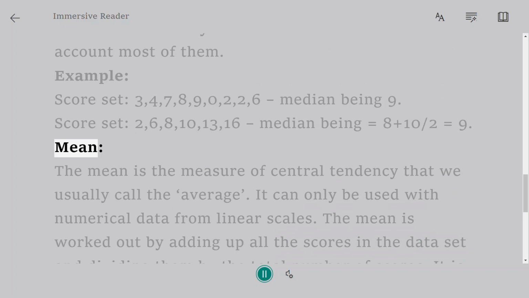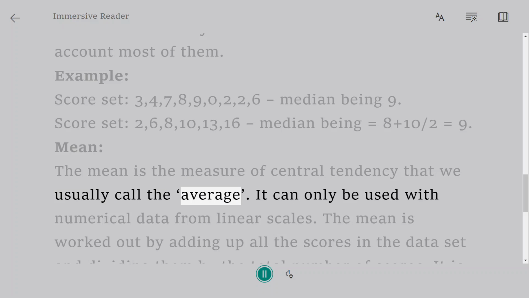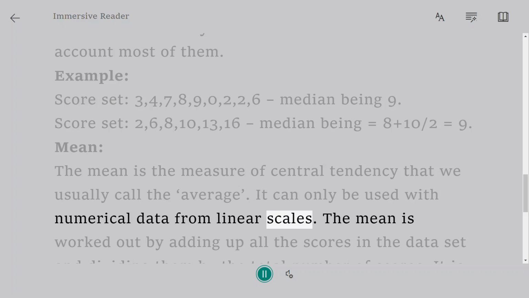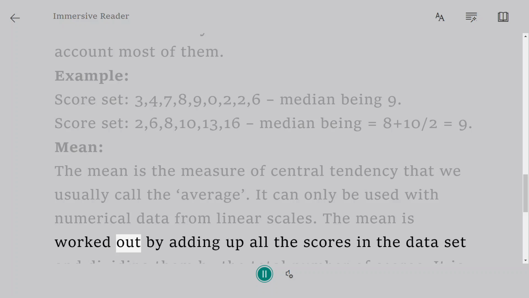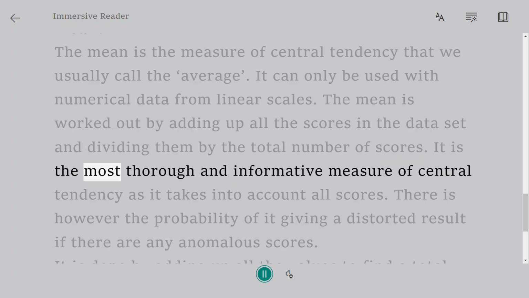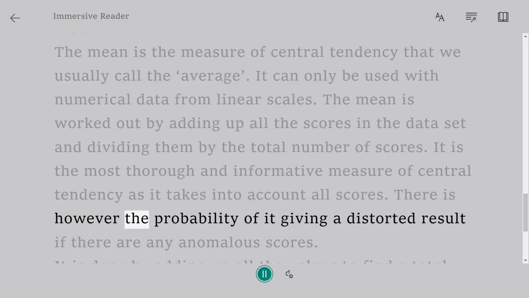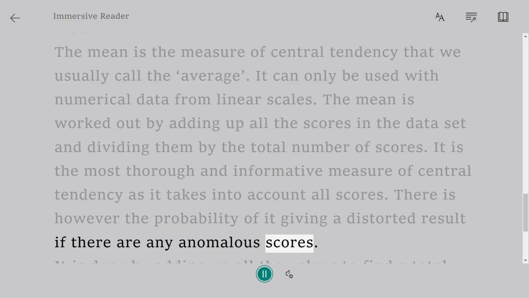Mean. The mean is the measure of central tendency that we usually call the average. It can only be used with numerical data from linear scales. The mean is worked out by adding up all the scores in the dataset and dividing them by the total number of scores. It is the most thorough and informative measure of central tendency, as it takes into account all scores. There is, however, the probability of it giving a distorted result if there are any anomalous scores.